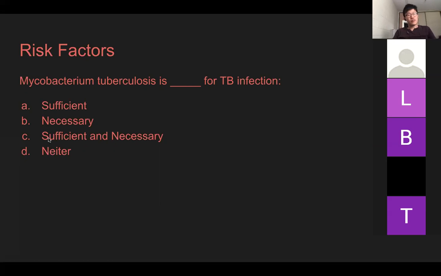Okay, yeah. So for you saying B, yep, the answer is B. Someone said it was C, but the reason it's not sufficient and necessary is because you can have the Mycobacterium tuberculosis. About, I think, 20% of the population has it, but they don't actually have the infection itself. So therefore, it's necessary. You need to have the pathogen itself in order to get the infection, but you can have it without actually getting the infection.